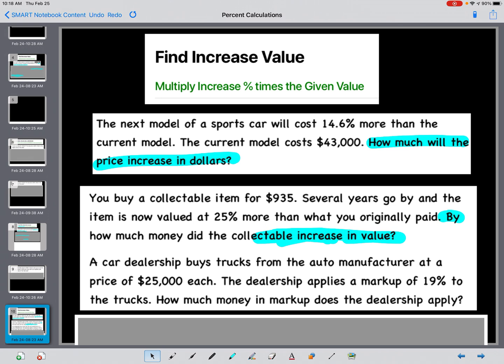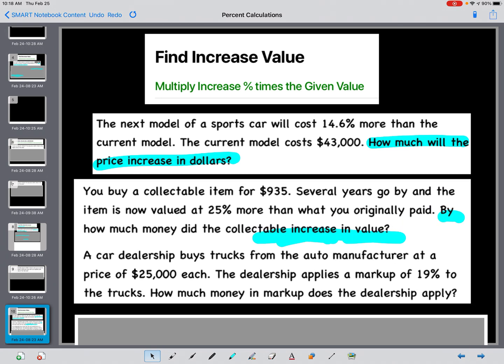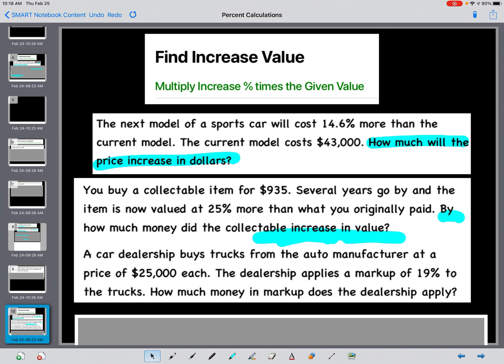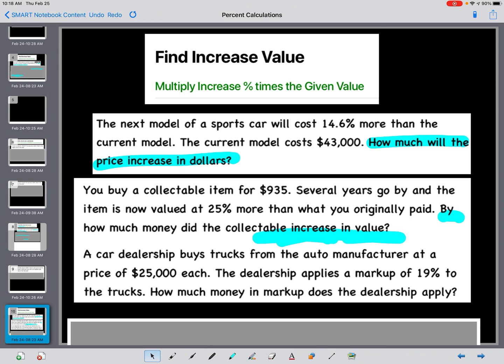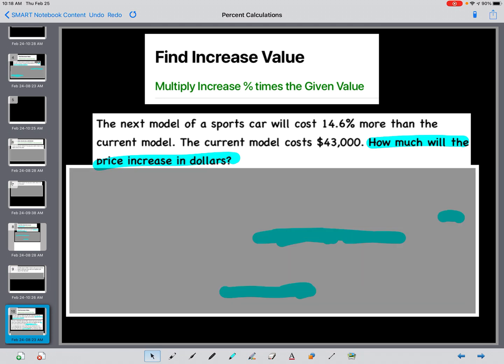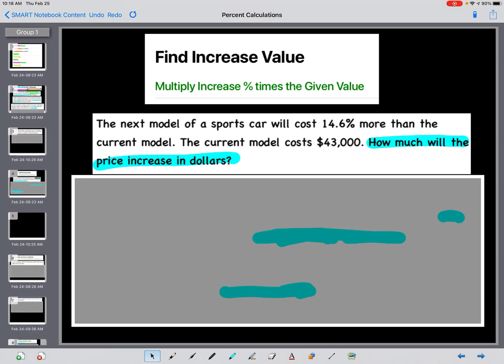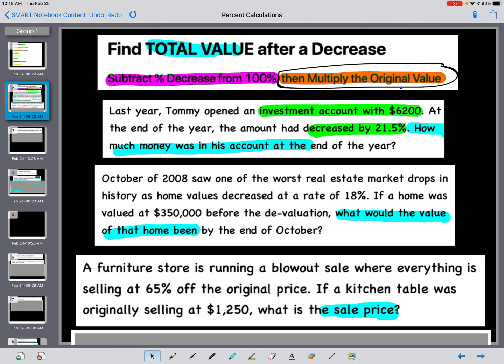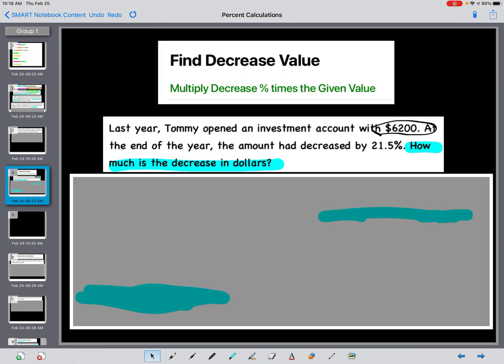And here's another one. A car dealership marks it up 19%. How much money in markup does the dealership apply? So it's asking how much markup, not what's the value of the car or the price of the car. Now we've covered two different calculations. We've covered total value and we've covered change.